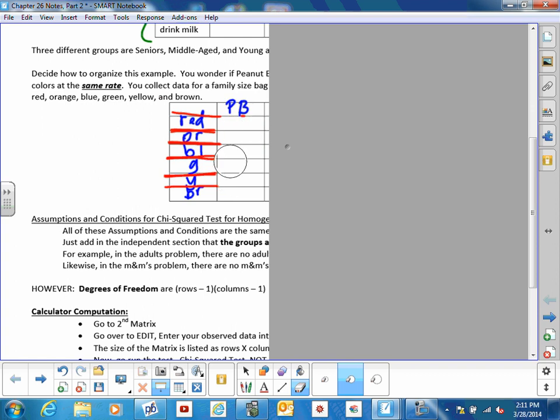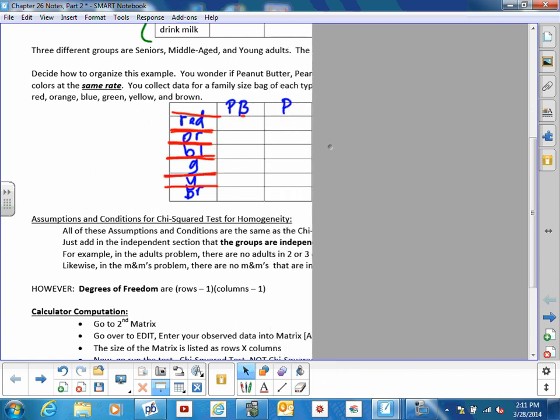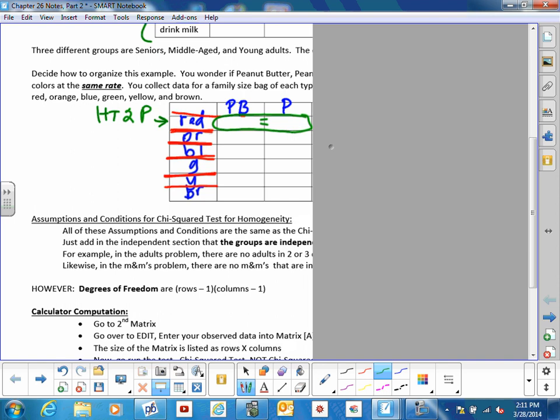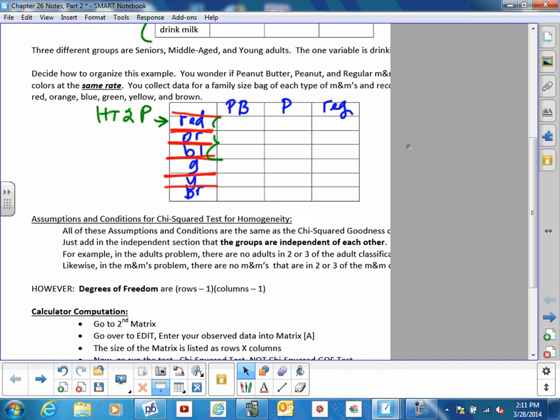But watch this. Today, we are comparing more than one group. Say we're comparing two groups. Say I'm wondering if the proportion of red for peanut butter is the same as the proportion of red for peanut M&Ms. What kind of test would just that be for reds? Yeah, that would be a hypothesis test for two proportions if I just did this for reds. But because I want to do this for multiple colors, and I would have multiple two-proportion z-tests, I will be doing the chi-squared test of homogeneity. And the other benefit to the chi-squared test of homogeneity is that I can also do it for more than two groups. I can do it for three as well.